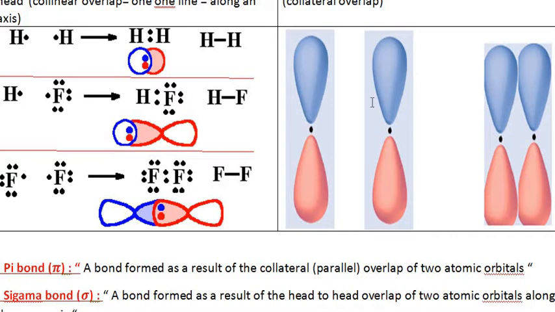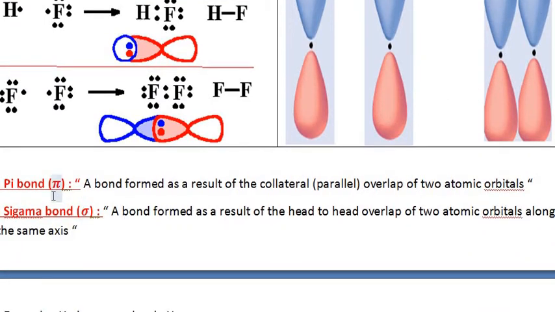Sometimes the overlap occurs between two parallel orbitals, two parallel P orbitals like PZ and PZ, or PY and PY. Any parallel overlap leads to pi bond, which is a weak overlap. Weak overlap between two parallel p orbitals. So there are two types of covalent bonds, sigma bond and pi bond. The pi bond is formed as a result of the parallel or collateral overlap of two atomic orbitals, and the sigma bond is formed as a result of the head-to-head overlap along the same axis.